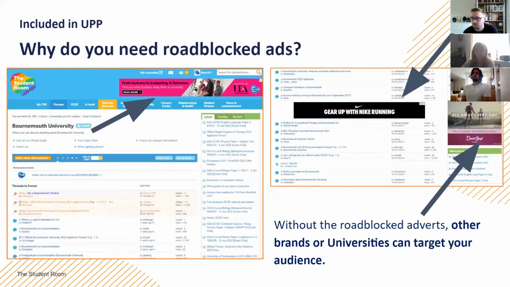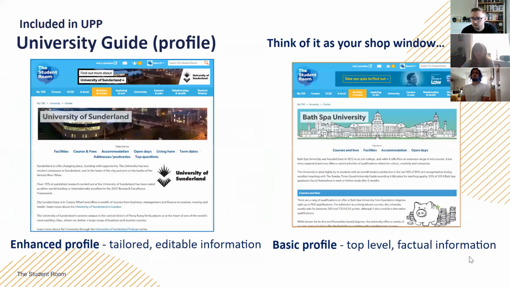Next slide, please. Here's an example of a non-roadblock forum, just so you can see the difference, meaning that other brands or other universities are shown in these spaces, which means students have to find their information through a much more complicated journey of leaving the forum, going into a search engine, searching for the university, instead of just through one simple click. Next slide, please.